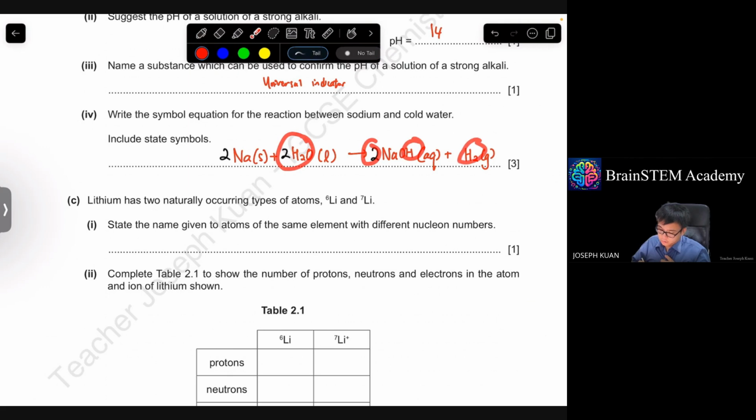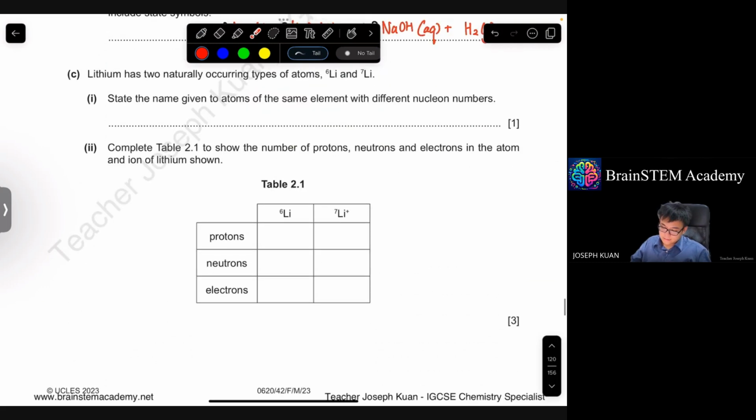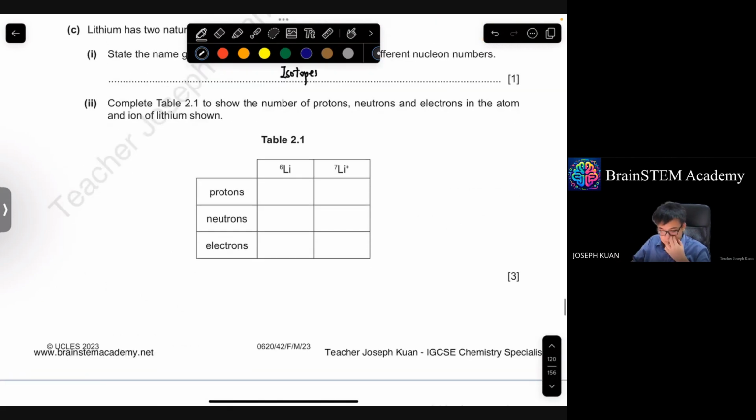And then 2 oxygens on both sides, and then 2 sodium on both sides. Next, state the name given to atoms of the same element with different neutron number. Those are isotopes.